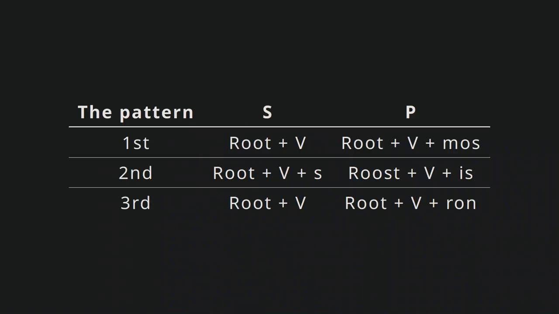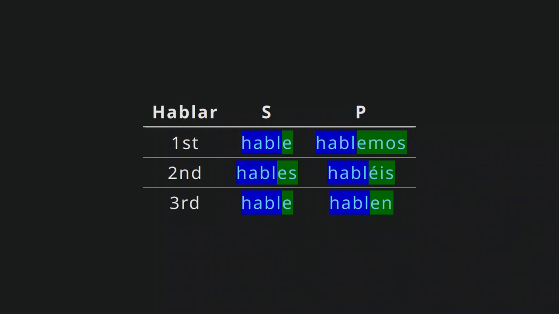So the pattern for the subjunctive in Spanish is very similar to the pattern for regular verbs in the present tense, so it's just root plus vowel plus s, root plus vowel plus mos, root plus vowel plus is, and root plus vowel plus ron. However, keep your eyes peeled because you're about to see something interesting happen. So let's take a look at this. If you notice the endings for hablar, they look like an ER verb, with the exception of the first person singular. So you have hablé, hables, hable, hablemos, habléis, hablen.